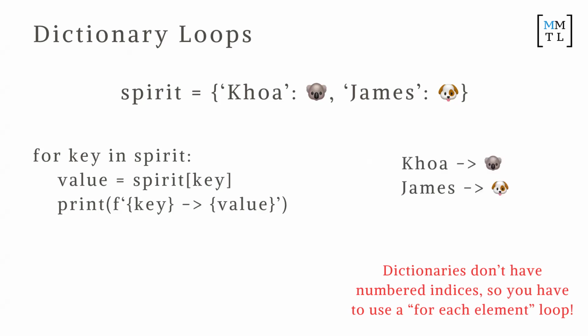Okay. And then it will do the same thing. So the next time, key will get this. So key equals James, spirit James equals dog, right? So value equals dog. And so we'll print James, arrow, dog. Okay, so that's how you iterate through a dictionary.